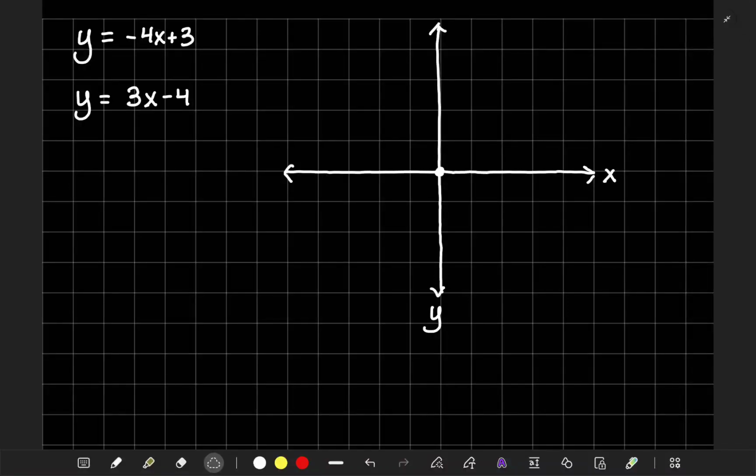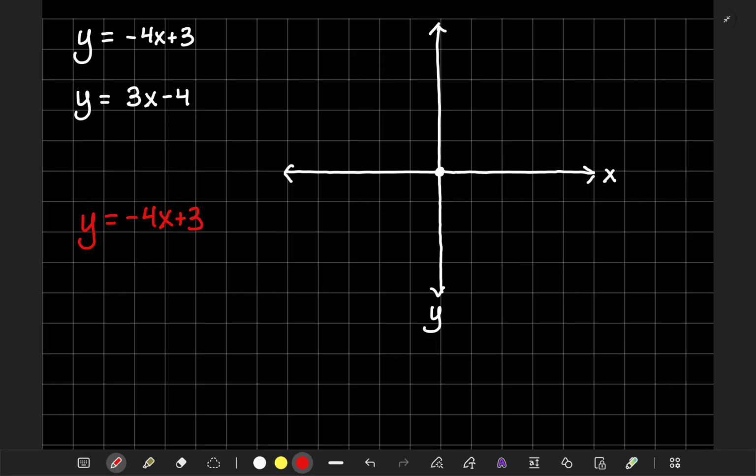In today's video, we're going to learn how to graph. I have here my grid where I have two linear equations. I'm going to learn how to do each one of them. I'm going to do them in different colors, by the way, so I'm going to do the first one in red. And what we're going to do is focus on the first one, which is y equals negative 4x plus 3.